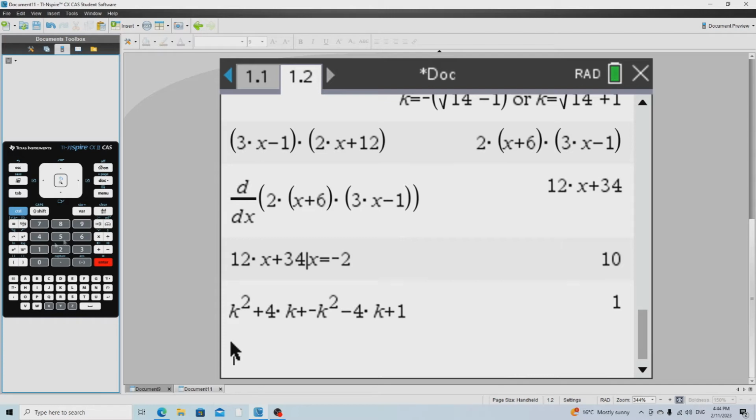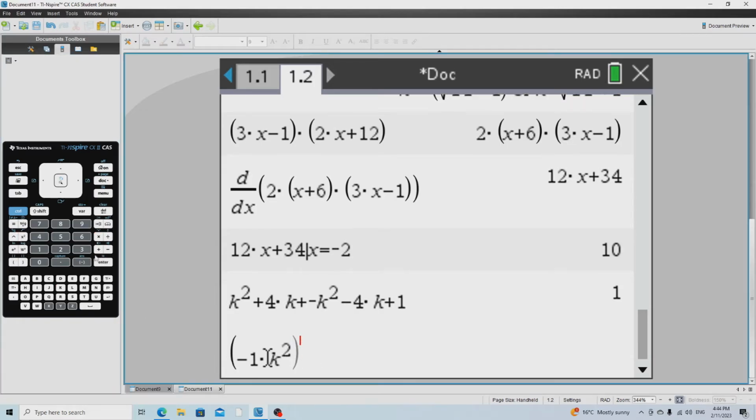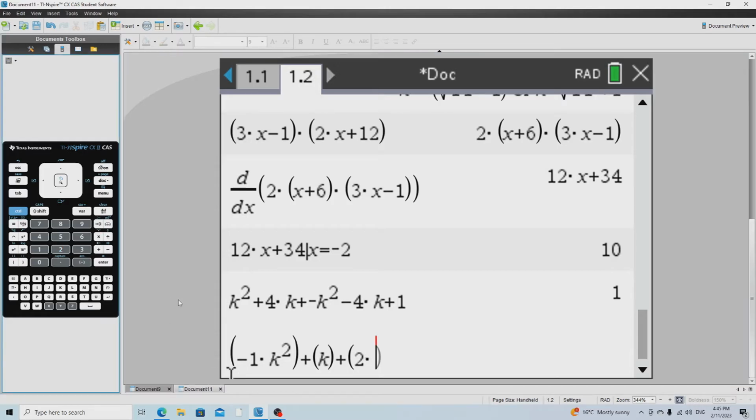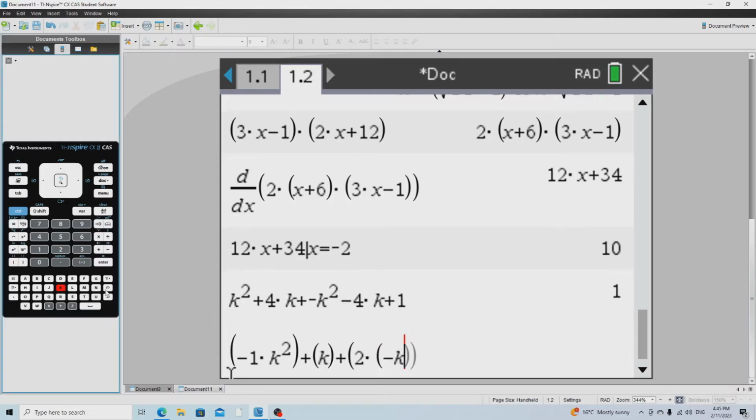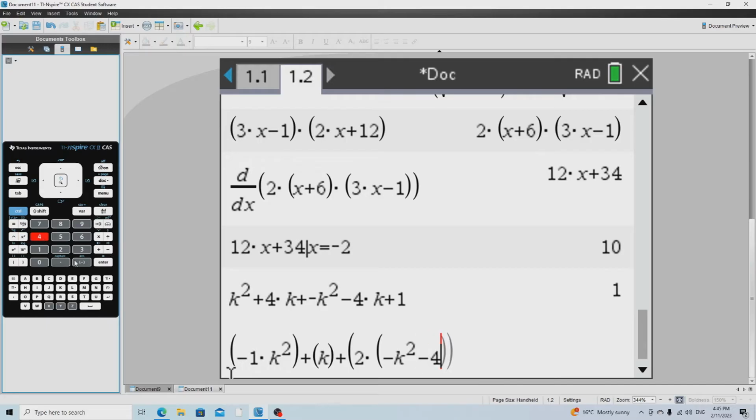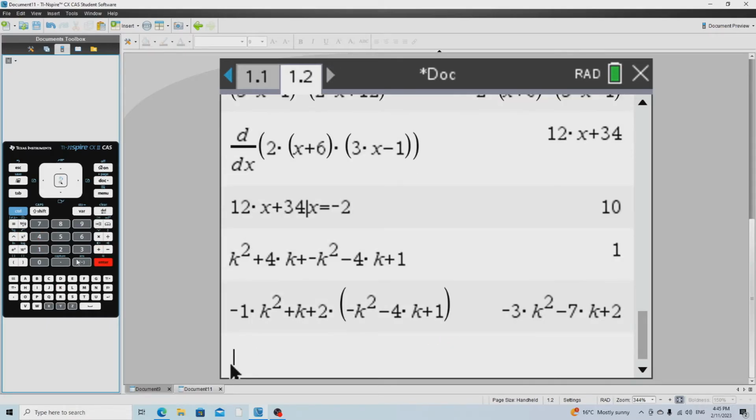So let's actually find the actual mean. So to find the mean, we have to use the mean formula. It's -1 times k squared plus k plus 2 times negative k squared minus 4k plus 1. And we get this. So this is your mean.